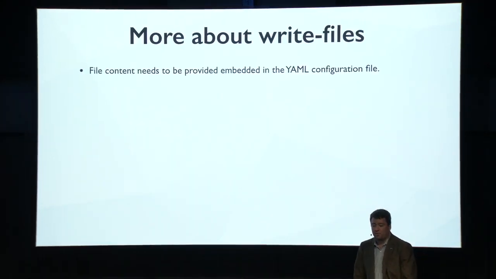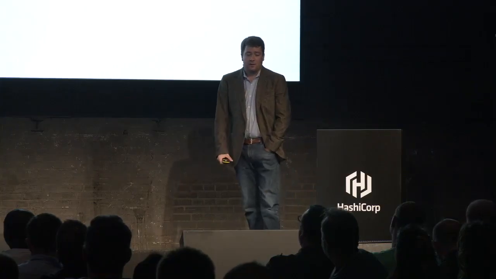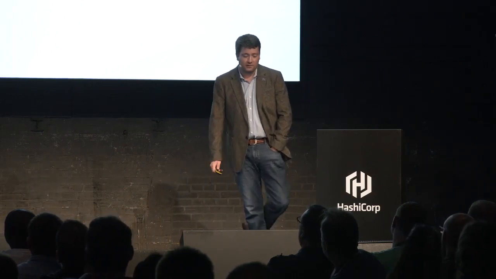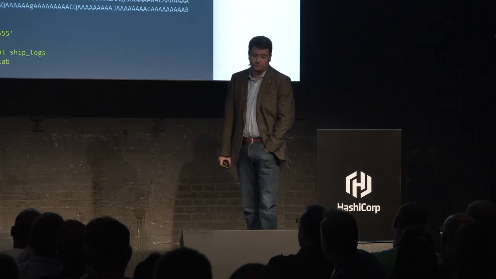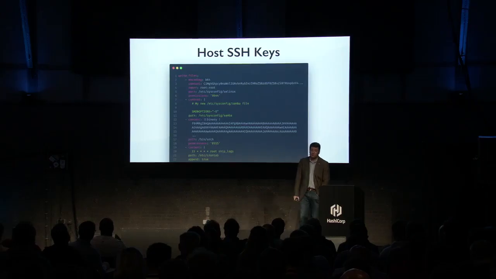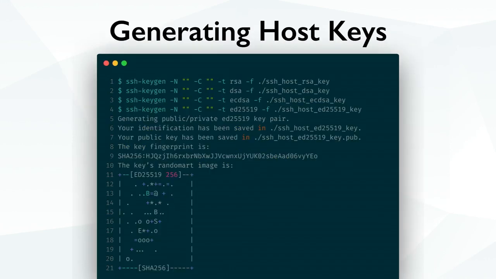So more about write files. The file needs to be provided embedded in the YAML config, which is annoying. If we want to provide them from a remote source, we could verify the checksums, download them from S3 or something like that. And for each file, we can set all of these different things. So here's an example. You can see the top one has some base64 encoded text, and it's going to write to /etc/sysconfig/selinux with owner read write, everybody else read. And the others are all configured in various different ways.